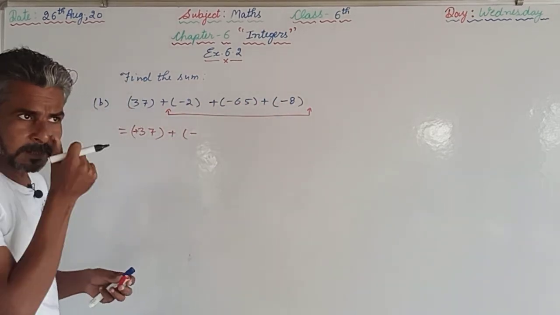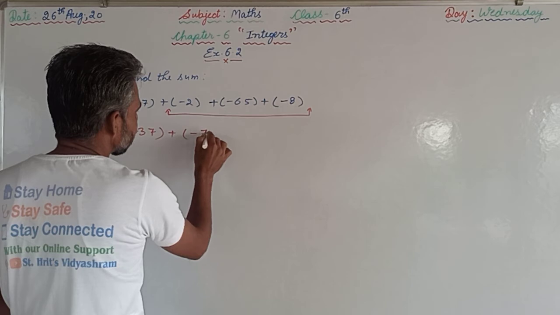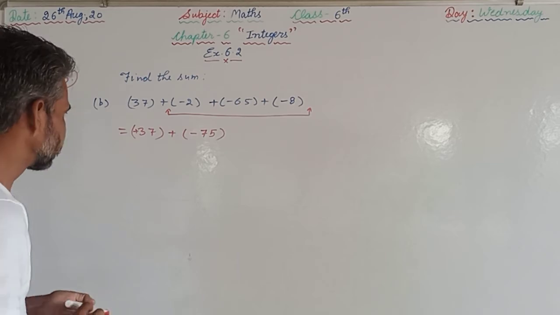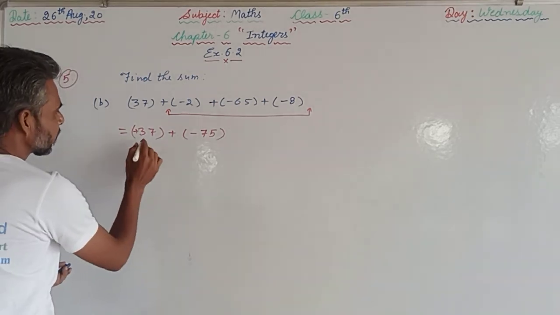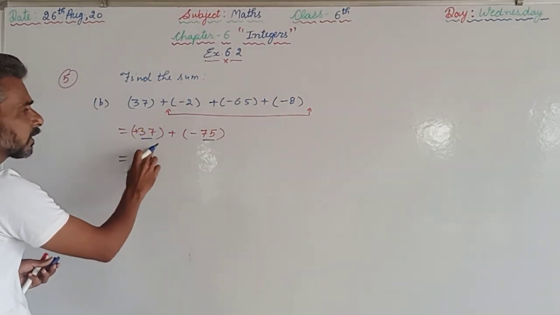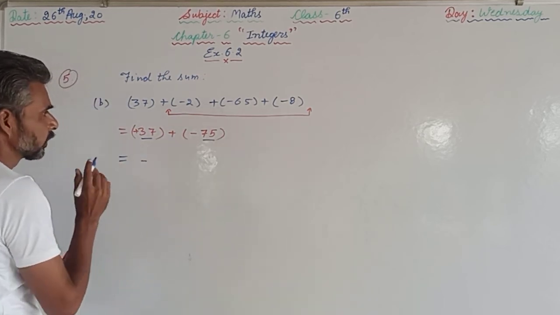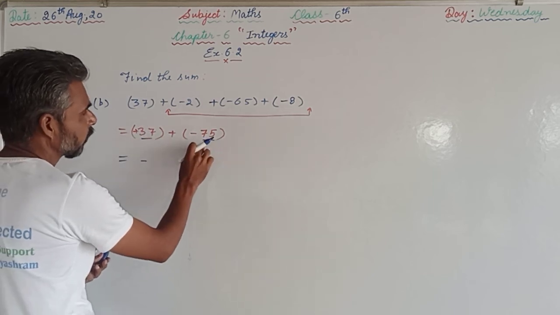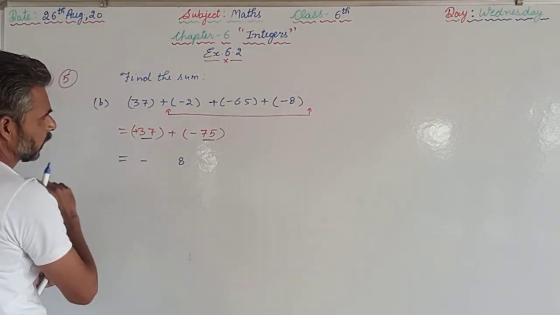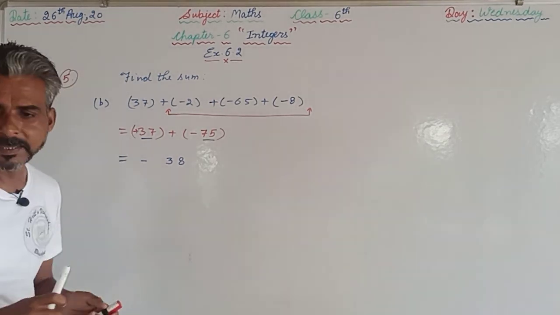So the answer will be in negative, and actually we are supposed to add 8 plus 2, 10, 10 plus 65, that is 75. Now these two integers are having different signs, so we are supposed to see the magnitude, ignoring the sign. The magnitude of 75 is more than 37, so the sign of 75 will be in the answer, and the sign of 75 is negative. Now we are supposed to subtract 37 from 75: 15 minus 7, 8, then 6 minus 3, that is 3. So minus 38 will be the answer.